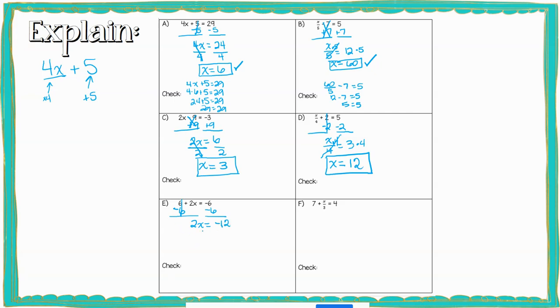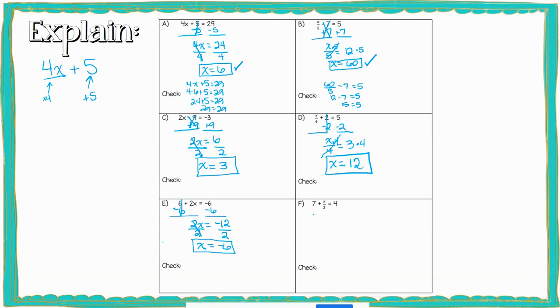Now I need to get x by itself. I see that x is being multiplied by 2, so I need to use the inverse of multiplying by 2. The inverse is dividing by 2, which I'm going to do on both sides. These will cancel to leave me with x equals, and negative 12 divided by positive 2 is negative 6. So x equals negative 6.